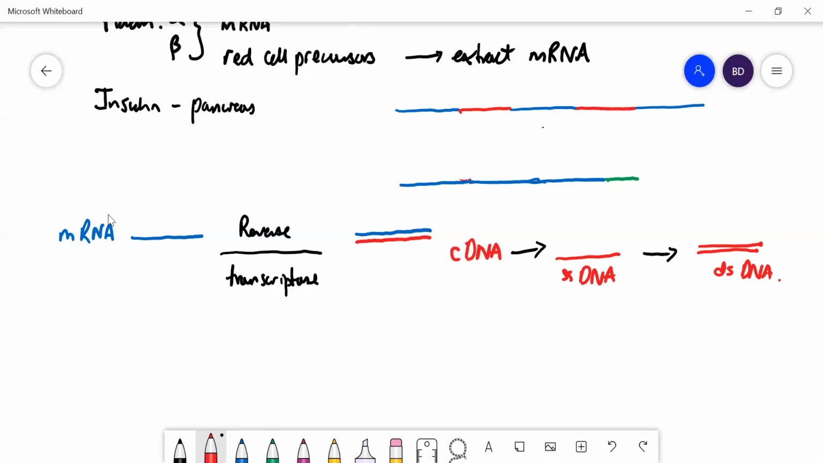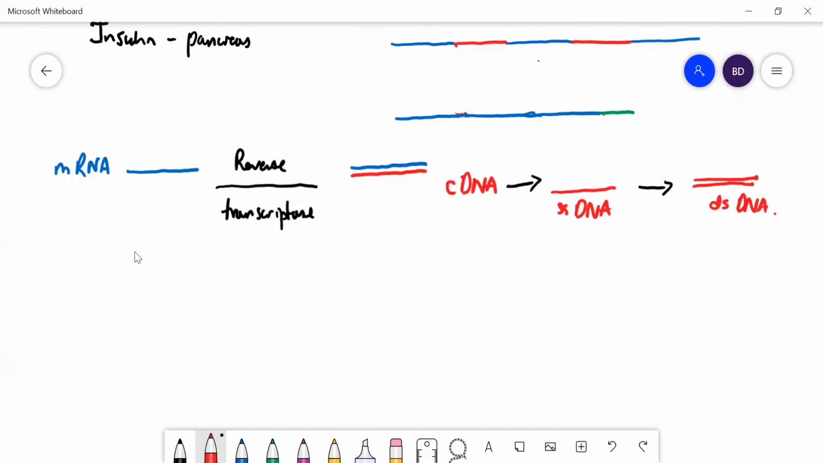Now, that DNA, before you can do anything with it, you have to give it these things called sticky ends. Okay, and I'll explain what these are. Right, so in cloning, you use enzymes called restriction enzymes.